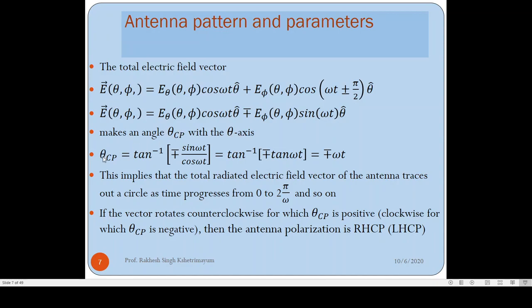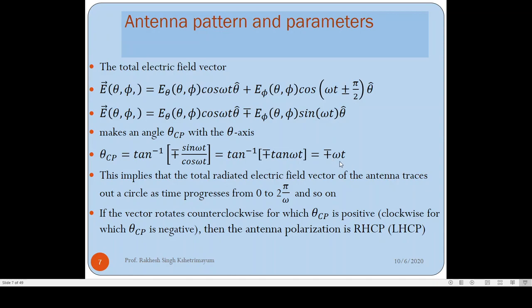So now if you look at the angle this total electric field makes with the theta axis, you can find it out. So theta CP for the circular polarized wave will be equal to tan inverse of this component divided by this component. In that case, you get minus plus sine omega t by cos omega t, because I know that E theta and E phi are equal for the circular polarized wave. So when you take tan inverse of minus plus tan of omega t, what you are getting is minus plus omega t. So when delta becomes plus pi by 2, the angle is negative, and when delta becomes minus pi by 2, the angle is positive.